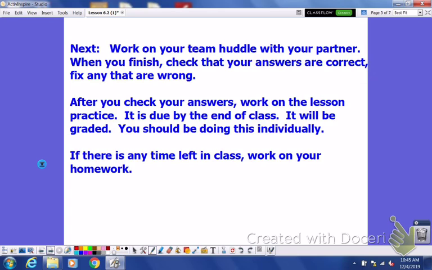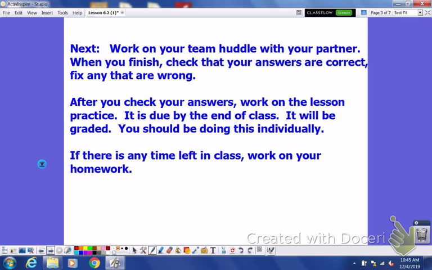Hopefully they are. After you've checked all your answers, you're going to work on the lesson practice. It's a worksheet. Please make sure you get it. It's due by the end of class. I am going to grade it. You will be getting a classwork grade for today, so make sure you turn it in even if it is not finished. You should be working on that individually.